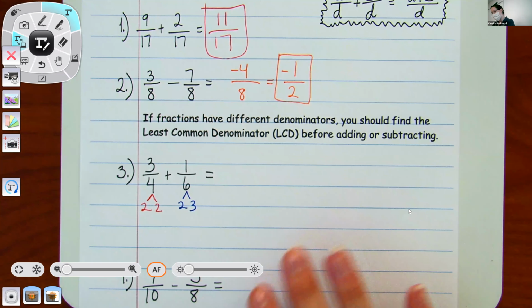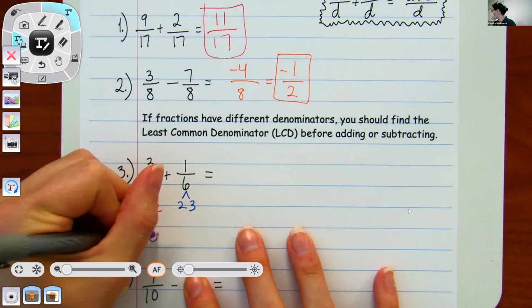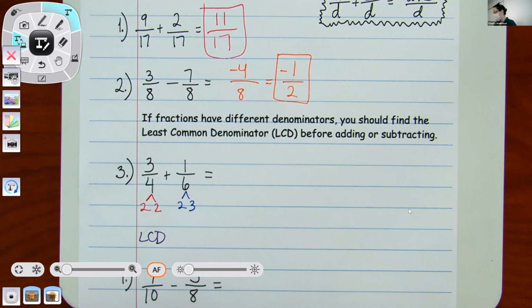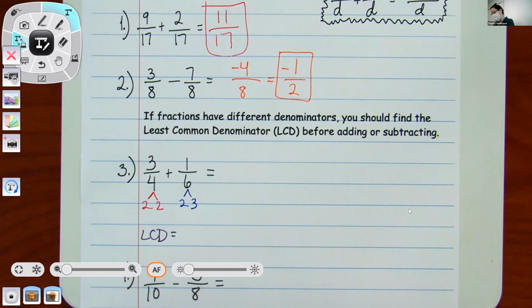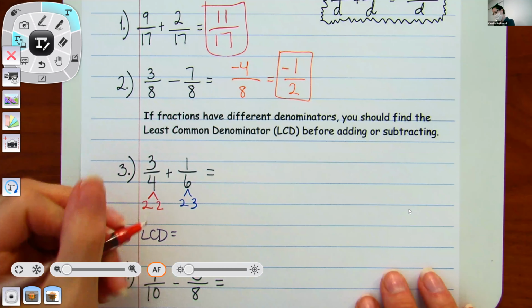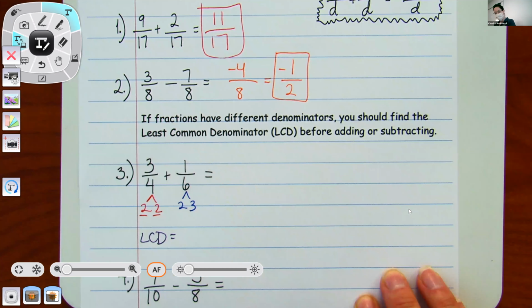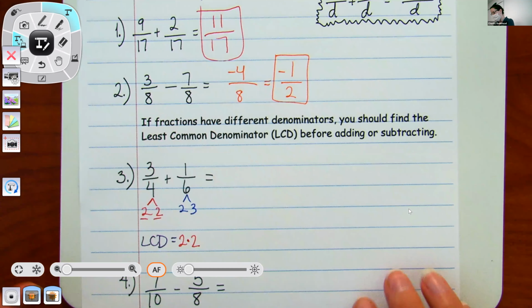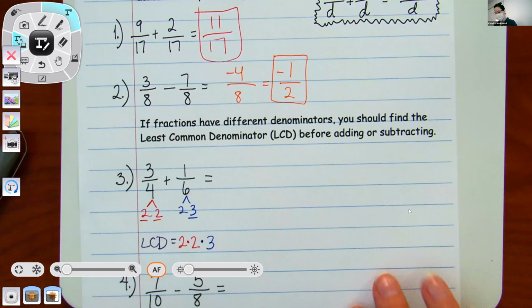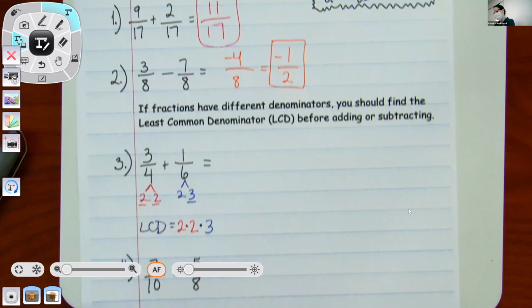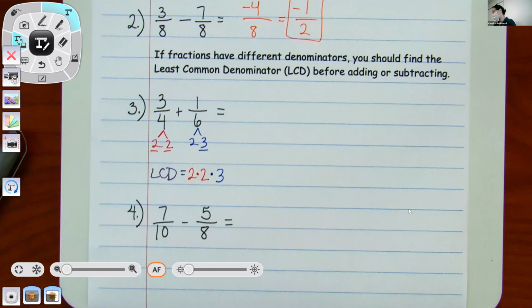So your LCD has to contain all the factors of each denominator. So whichever one has the most 2's, that's how many 2's need to go into your LCD. So there's 2 2's in 4, so that'll be 2 times 2. And then you also have a factor of 3 from the 6, so you have to include that as well. So if you multiply all those numbers together, that will equal your LCD. And that equals 12. So your LCD is 12.